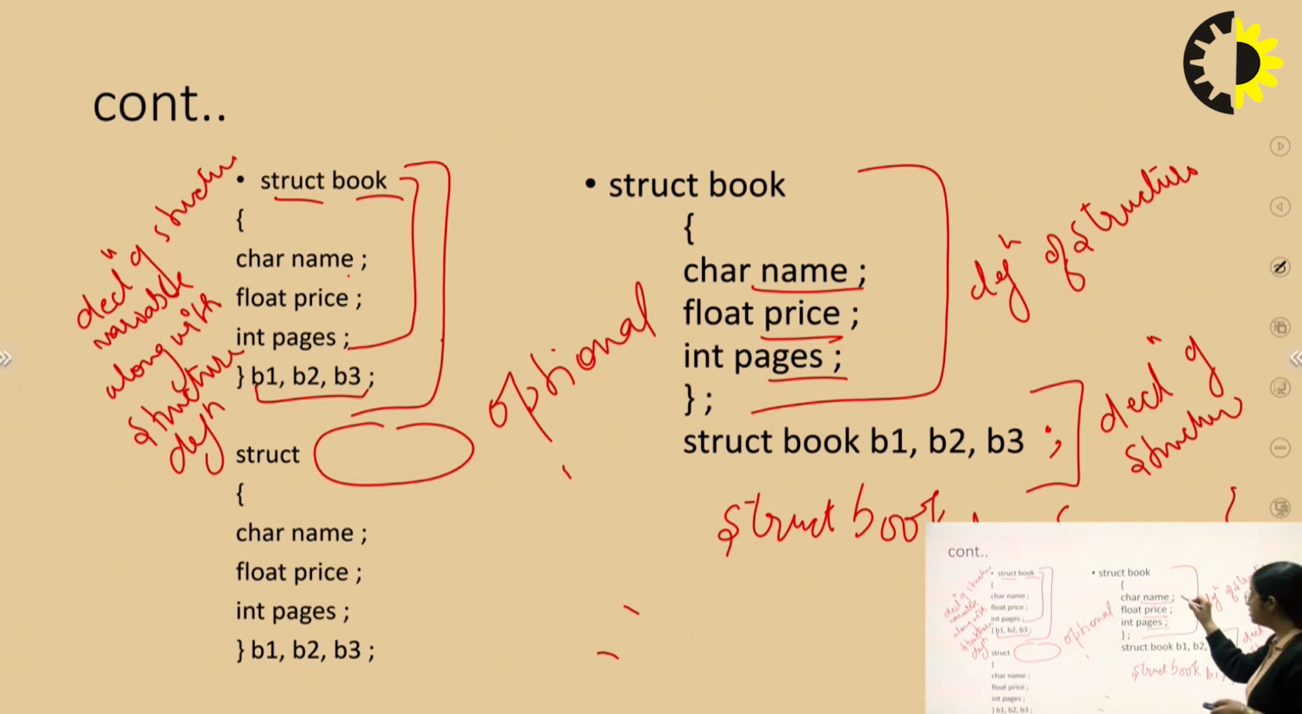Meaning first we have to initialize the value in name. Suppose I write Ram. Then the second one is your price. Suppose I have taken 10.5. And third is your page. Suppose 25. That means we have to follow a sequence.